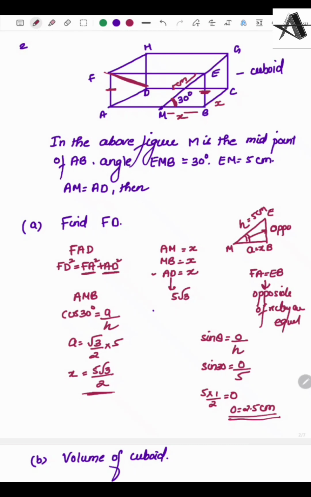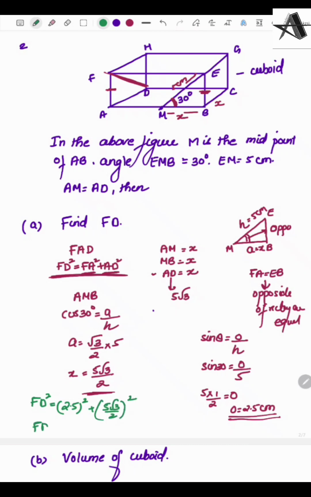Now I have FA as well. I'm again repeating, we have calculated EB because EB is equal to FA. So if EB is 2.5, FA will also be 2.5. Now coming back to this, FD squared is equal to FA, which is 2.5 whole squared, plus AD, which we calculated as x, and x was 5 root 3 over 2.